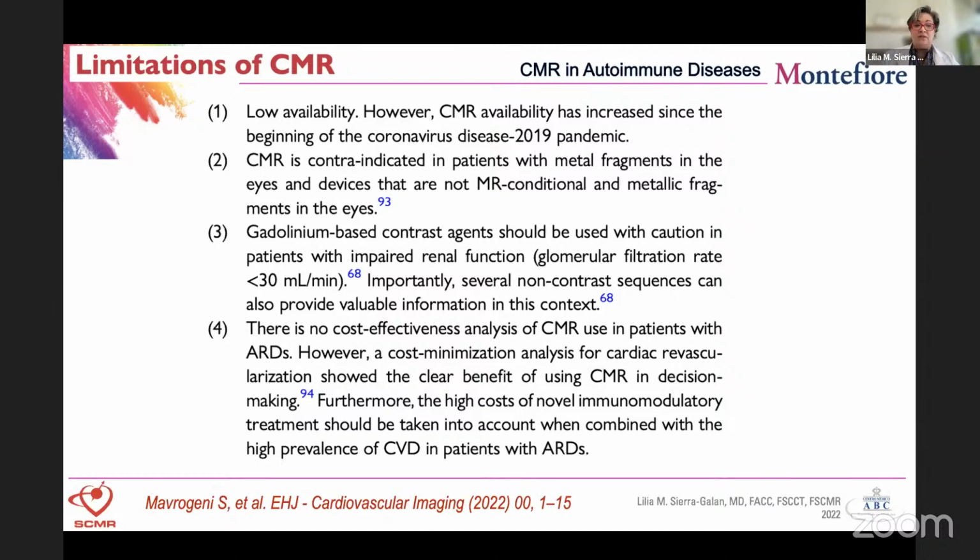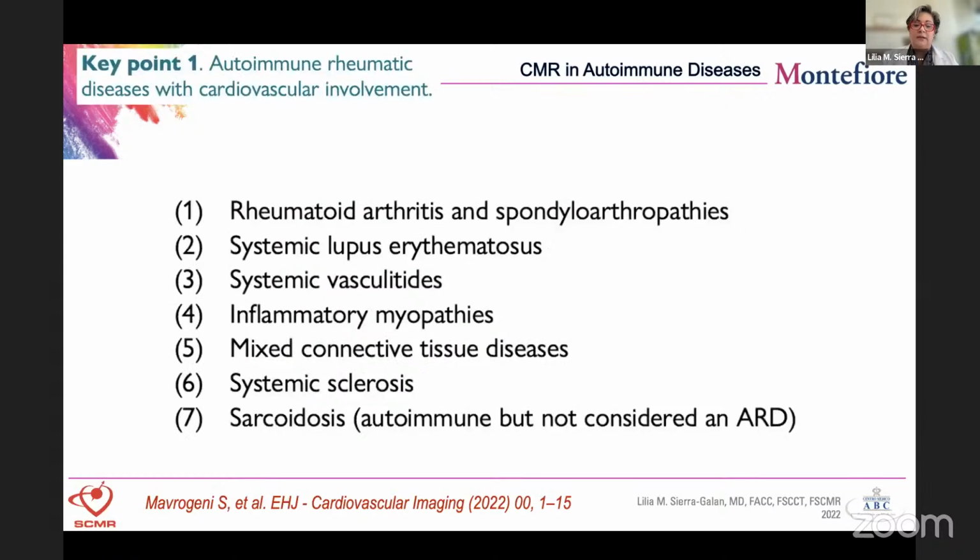So what are the limitations of CMR? Well, it's low availability, it's not everywhere. We are working on that. CMR is contraindicated in some cases, but every day it is less contraindicated. There are the gadolinium-based contrast agents and the renal function, but recently it is not such a big problem with the newer agents. And there are no cost-effectiveness analyses of CMR in this specific group of patients. So that limits the broad application of this technique.